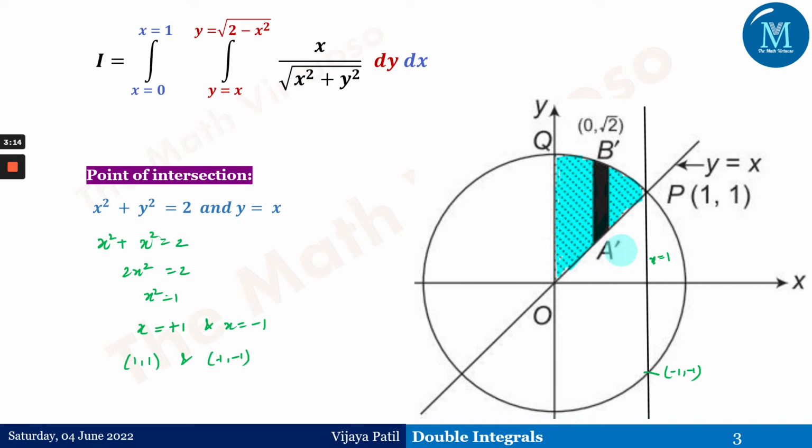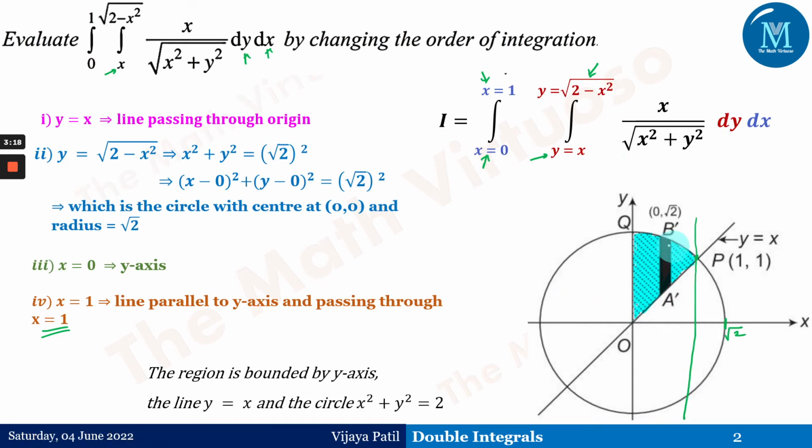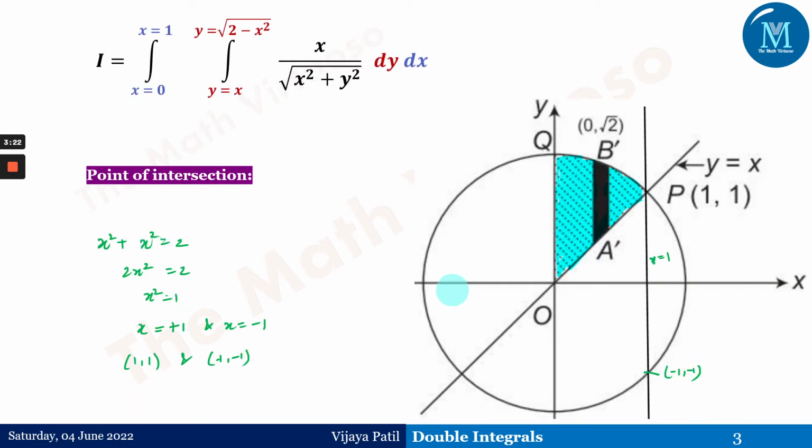So if you observe here, in the previous section case also, we can understand that the region bounded by these curves would be nothing but the region which I have drawn here, shaded with the blue color, because the region is bounded by the y equals x line, the circle, and the x equals 1 line. Similarly, x equals 0, which is the y-axis. This is the region we have to understand here.